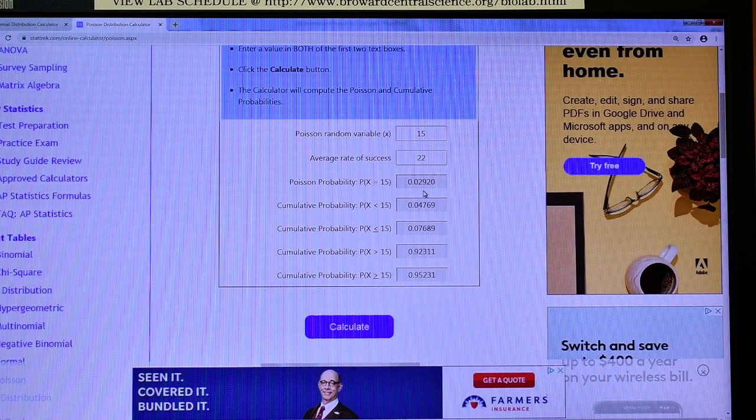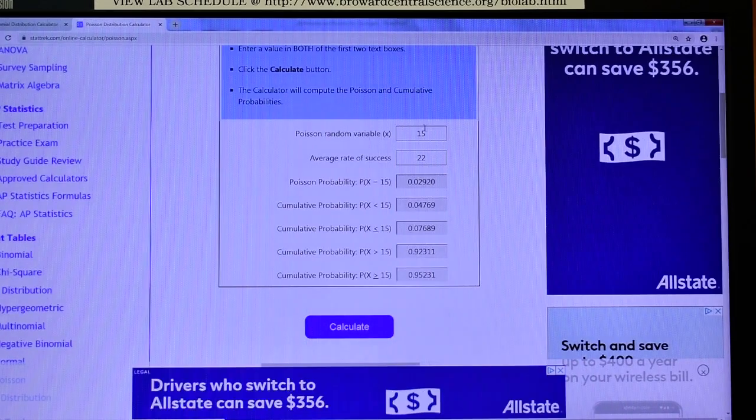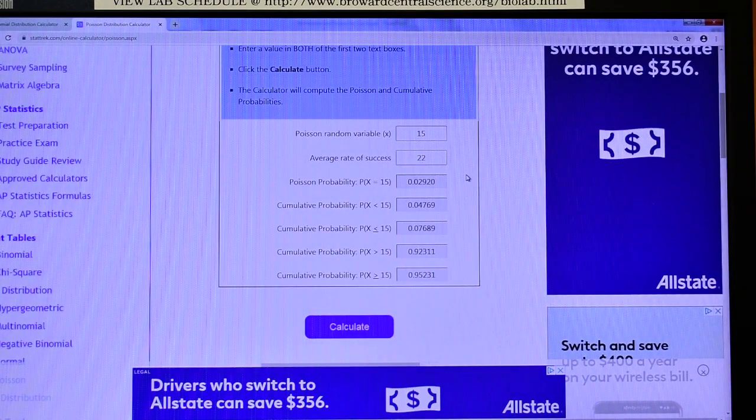You may remember with the binomial calculator, we could find out how likely it was to get exactly a certain number of counts or more than a certain number of counts. Here, this one gives us the probability of getting exactly 15. So notice that's 0.029. That's what you would be reporting if you wanted to know the probability of getting exactly 15.